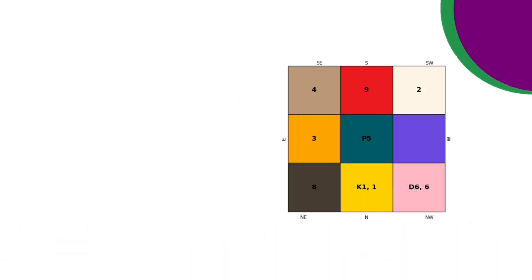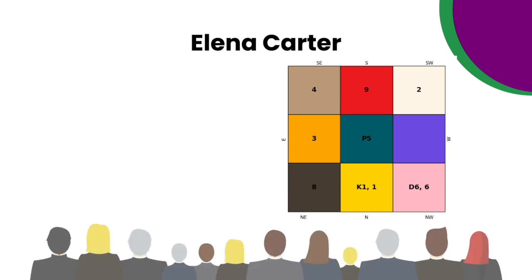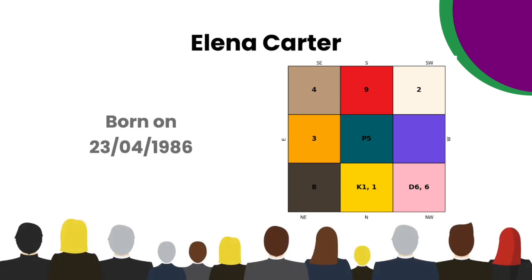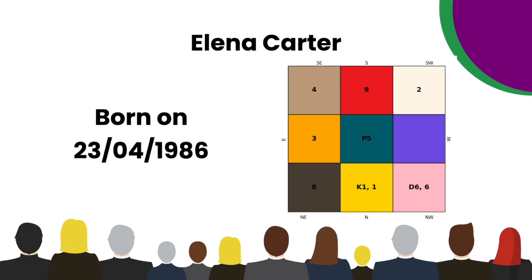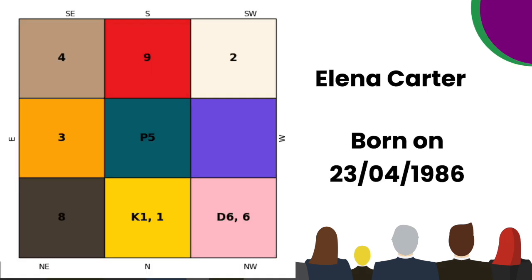Now let's create the Loshu grid and get into the analysis of this individual through the Loshu grid. Here you see the Loshu grid we have created for Miss Elena Carter, and see all the numbers and let's discuss. Here you can see, as we discussed earlier, the first plane is complete, the last plane is also complete.